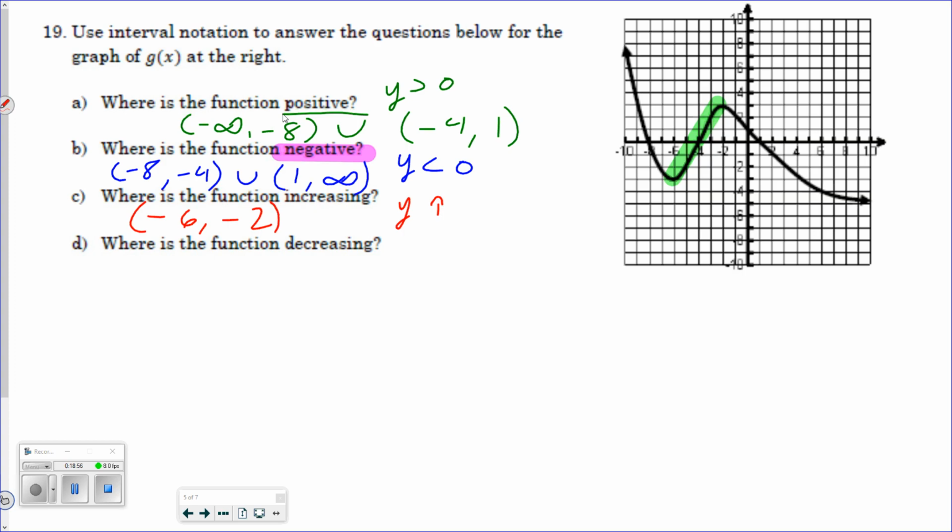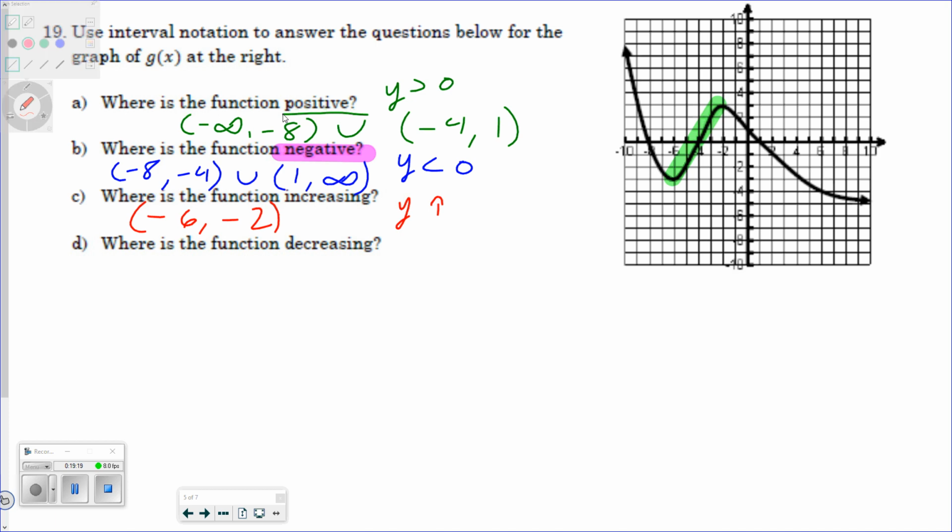Remember, the words increasing and decreasing are relative terms. So you have to use parentheses. You cannot use brackets when we're talking about increasing or decreasing, right? It's from -6 to -2. You can't say -6 by itself is increasing or -2 is increasing. It has to be an interval from -6 to -2 that is increasing.